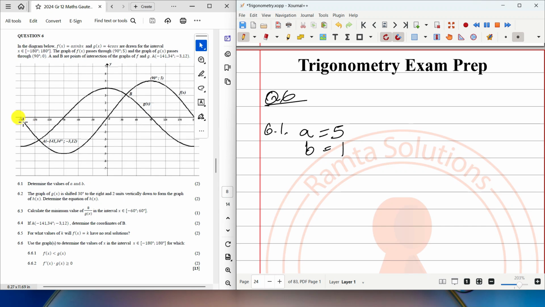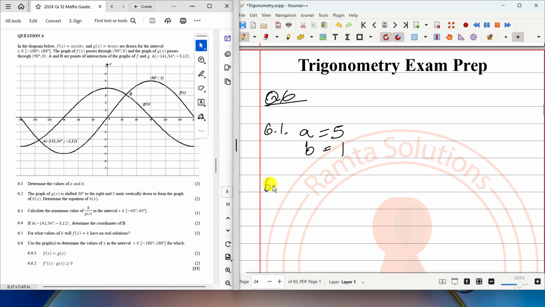If you want to know how we determine that, we say, okay, half cycle is 180 degrees. Another half cycle is 180 degrees. So one cycle is completed in 360 degrees. So then our B is 1, which is the coefficient of x.